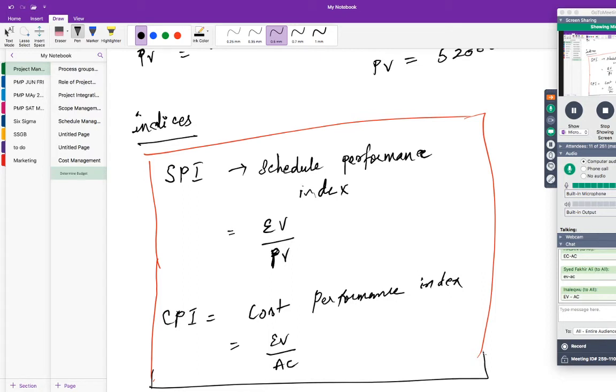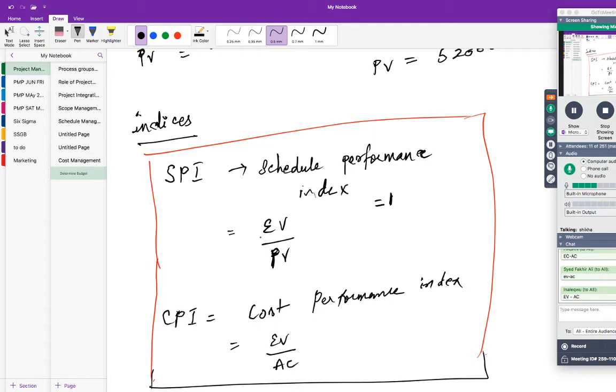If you get the value equal to 1, what does it mean? If the schedule performance index is exactly equal to 1, what does it mean? Project is on schedule. Yes. So when would you get 1? When your EV and your PV are equal, right? Only when these two are equal.